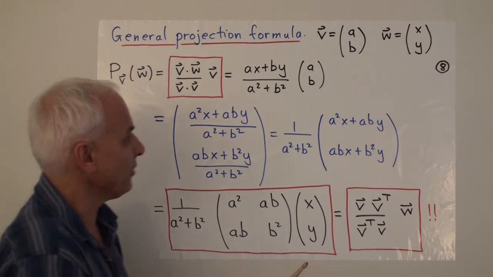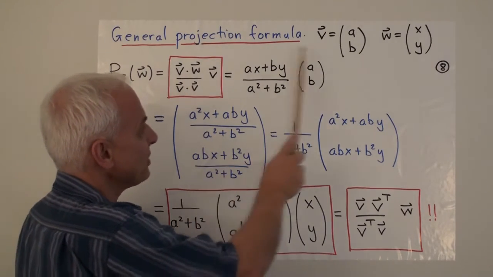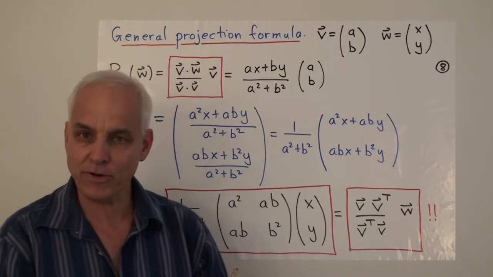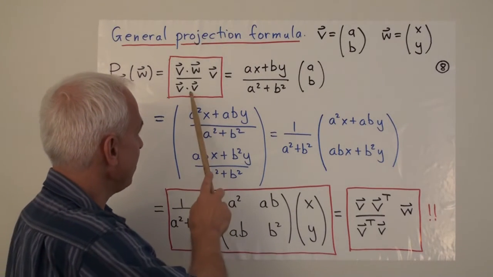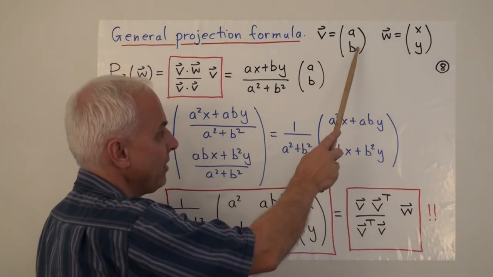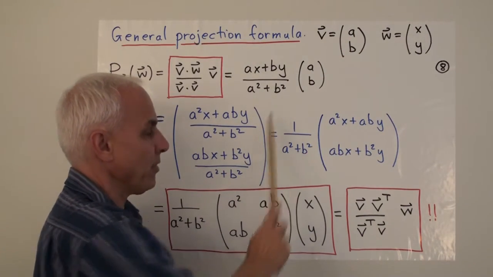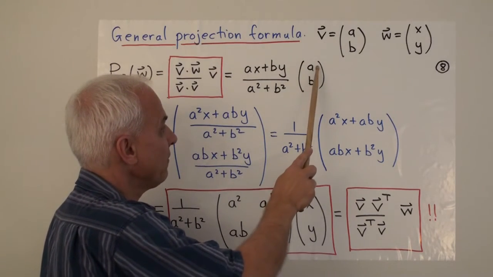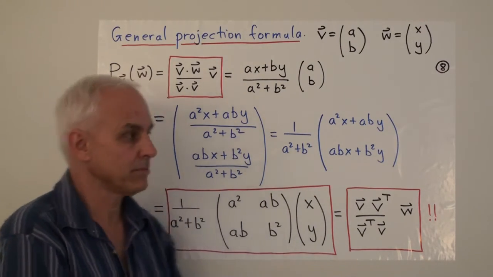All right, so it's not too hard to do this. v dot w is the dot product of these two things. That's ax plus by up on the numerator. And in the denominator we have v dot v, which is just a times a plus b times b. There it is there. And we're multiplying all of that by the vector v, which is the vector ab.